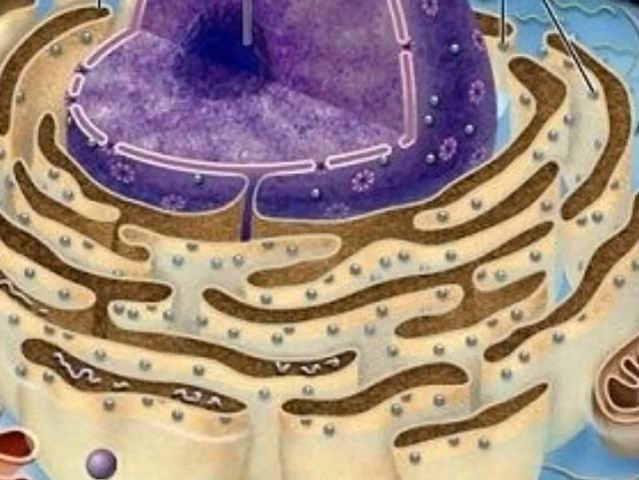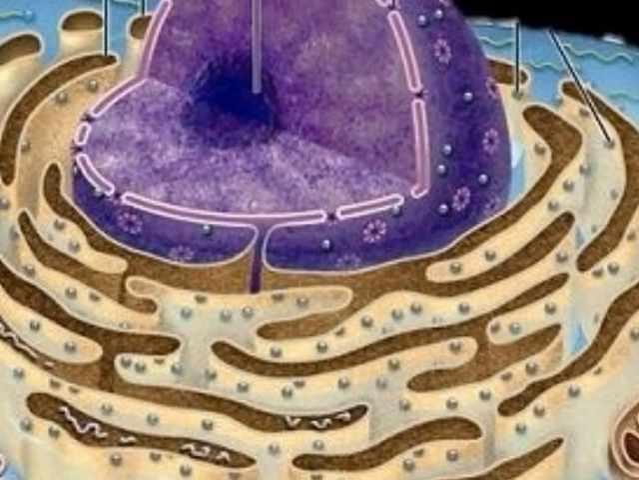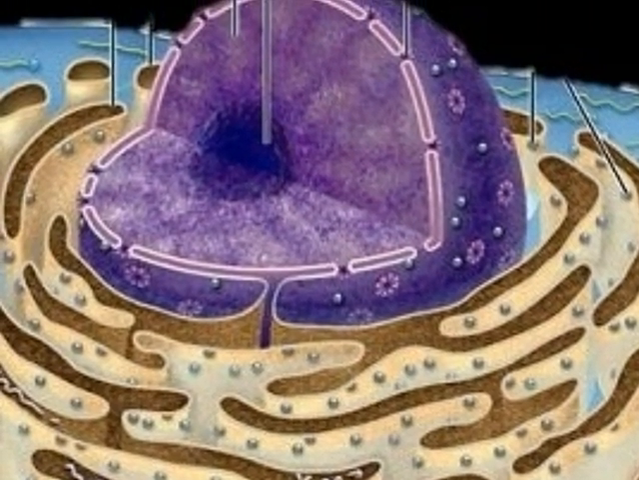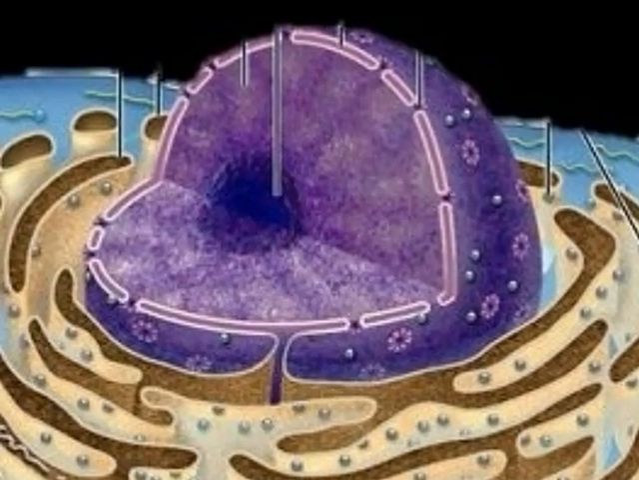Also inside of the nucleus is the nucleolus. This is the most prominent structure in the nucleus. The purpose of it is to produce the ribosomes used in the cell.